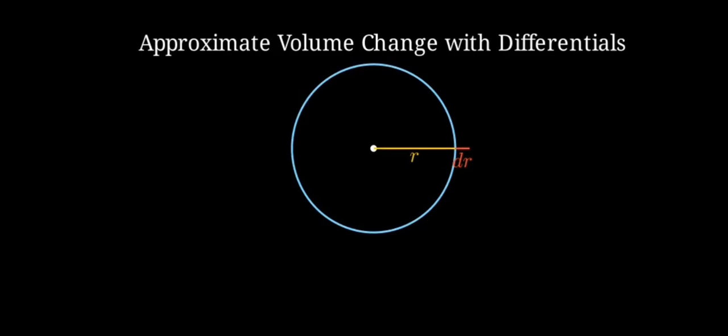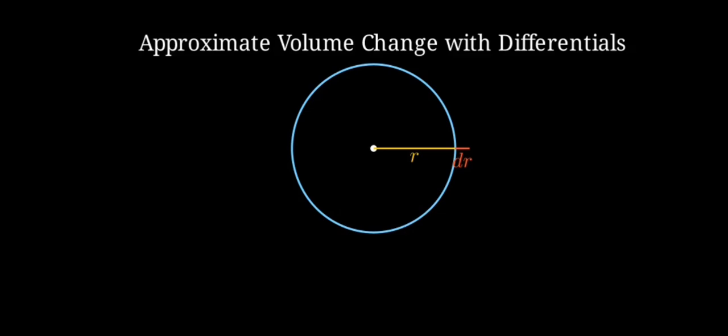Explanation on using differentials to approximate volume changes. We are examining a sphere and asking how its volume changes when its radius grows just a little bit. Here is the sphere, its radius, and an extra tiny piece labeled dr representing the added radius.